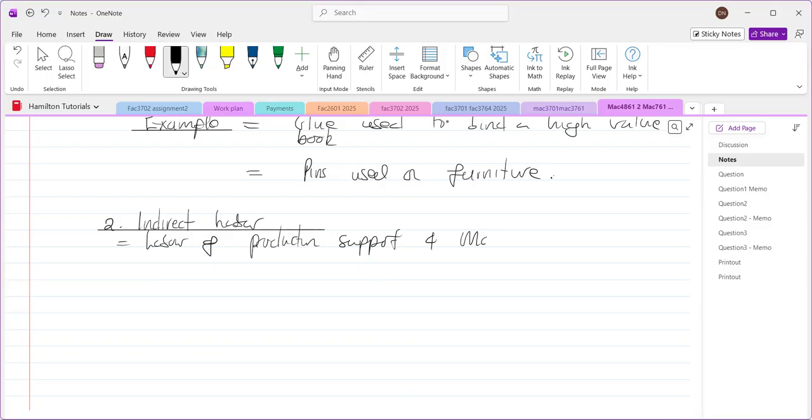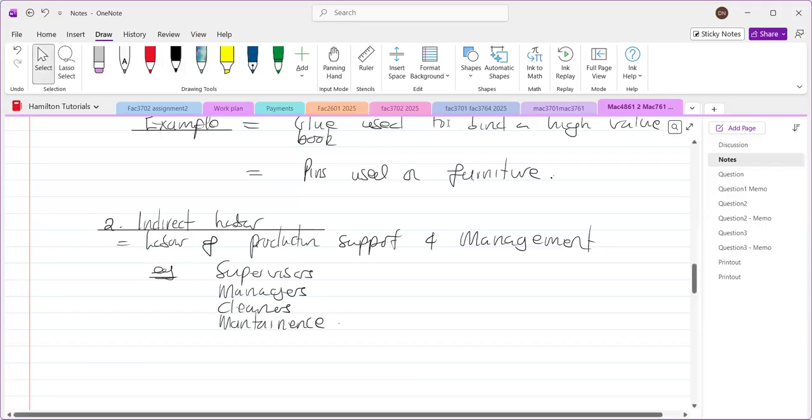Right, and management. So these are not directly engaged in production. We're talking about supervisors, the production manager, production cleaners, and maintenance. When you run machines, you need the maintenance team to be on hand to support production. Most of the time, these people that support production work along the production flow.